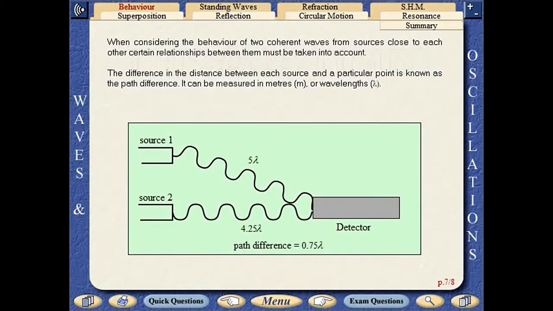When considering the behavior of two coherent waves from sources close to each other, relationships between them must be considered. The difference in the distance between each source and a particular point is known as the path difference. It can be measured in meters or wavelengths.